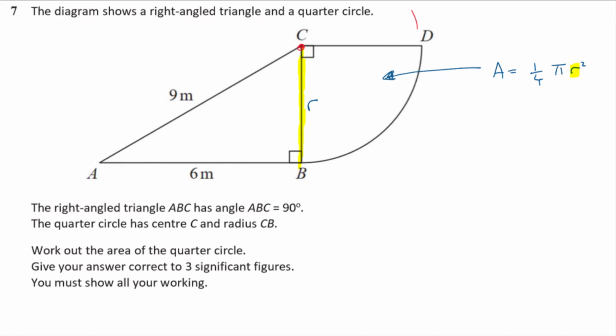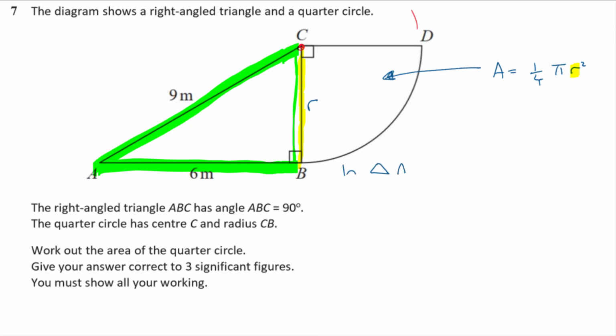So in order to work out the area of this quarter circle, we're going to have to know what R is. How can we find R? Well, I think we're going to be using this triangle here, aren't we? We're going to use this triangle to find R. So I'm going to start with triangle ABC. Now R is the shorter side of a right angle triangle where I know the longer 2 sides. So I'm going to be using Pythagoras theorem, aren't I?